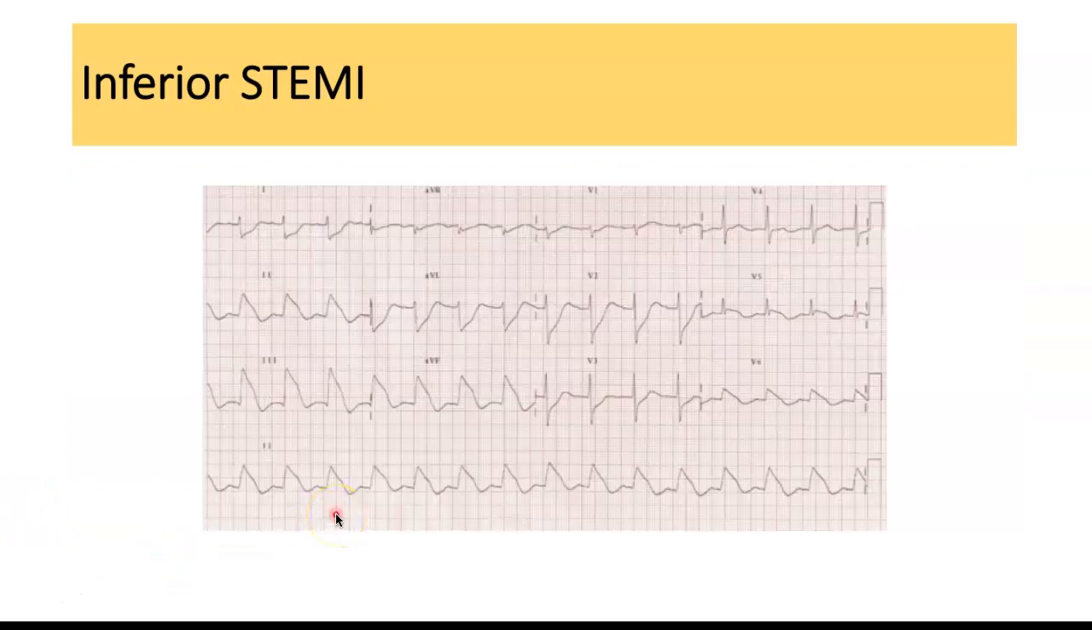This is another example of an inferior STEMI. So the rate is about 100. When you march it out, I think I see P waves here in lead 1 and lead 2. Again, the rhythm looks regular. This is more downward deflected in lead 1, more upward in AVF. So this is a right axis deviation. We see ST segment elevation in lead 2, 3, and then AVF. We see it here in V6 as well.